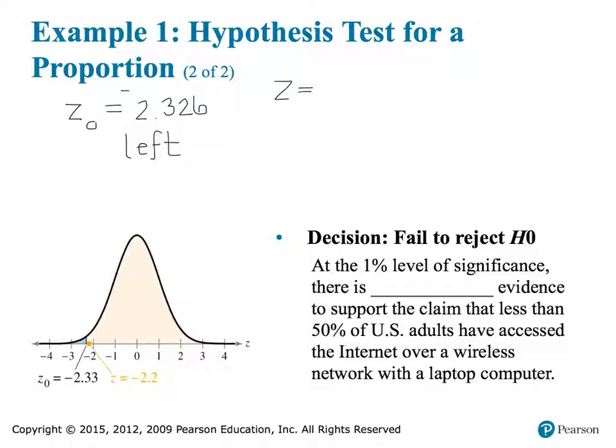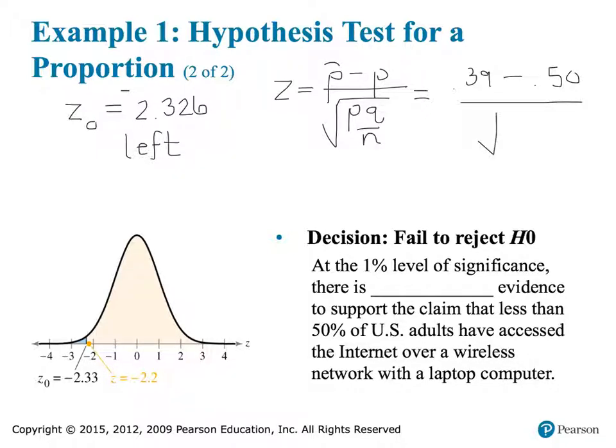So we're going to take our formula, find Z by taking our sample proportion minus the claimed proportion and divide by the standard error for the proportion. So our sample proportion was 0.39. In the null, we said that P is 0.50. Our standard error would be the square root of 0.50. It's square root of P, not P hat, Q. So Q is 0.50 as well, 1 minus 0.50, divided by the sample size, in this case 100.